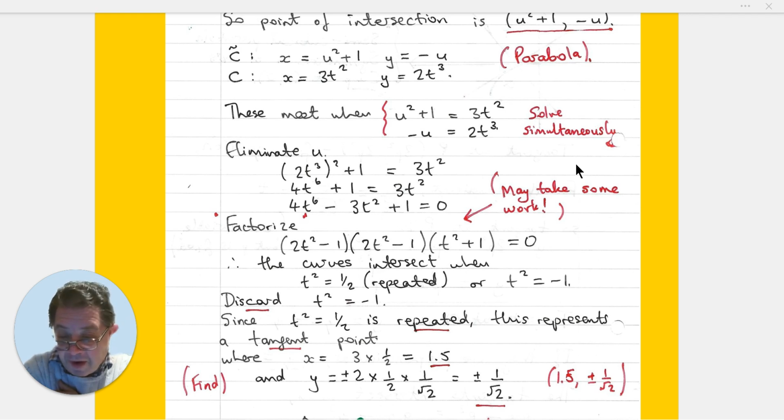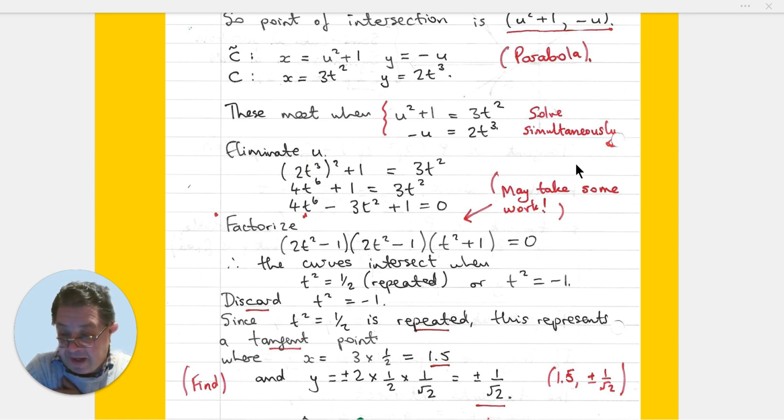And with a little bit of work, that factorizes into (t squared take 1)(t squared take 1)(t squared plus 1). Factorizing cubics is something to work on. Here it might take you a little bit of work to do it. So the curves intersect in three places when t squared equals a half, and that is repeated, or t squared equals minus 1. In this question, we can discard t squared equals minus 1.